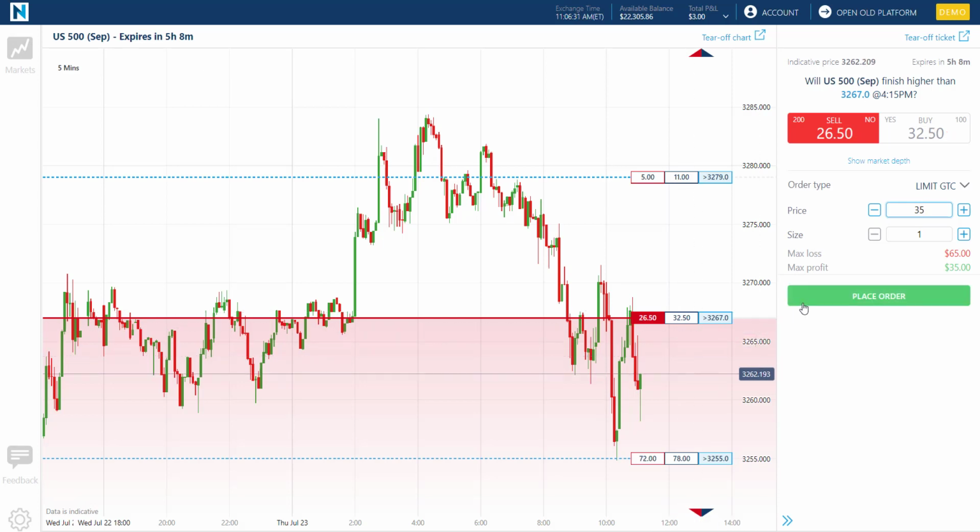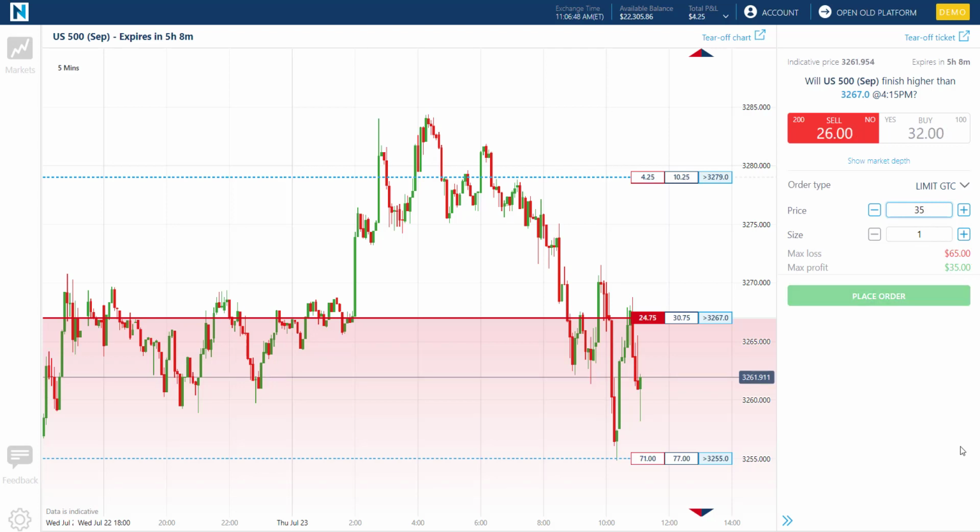At the bottom of the ticket, your potential maximum profit or loss is clearly calculated before you enter the trade. In this example, you'd be risking $65 to potentially make $35, excluding any exchange fees.